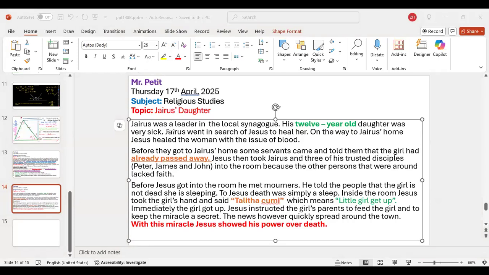Not only Amaya, the rest of you also answer. How did Jairus show that he had strong faith? He trusted that Jesus could heal his daughter. Anyone else? He went to search for Jesus to heal his daughter. Very good.